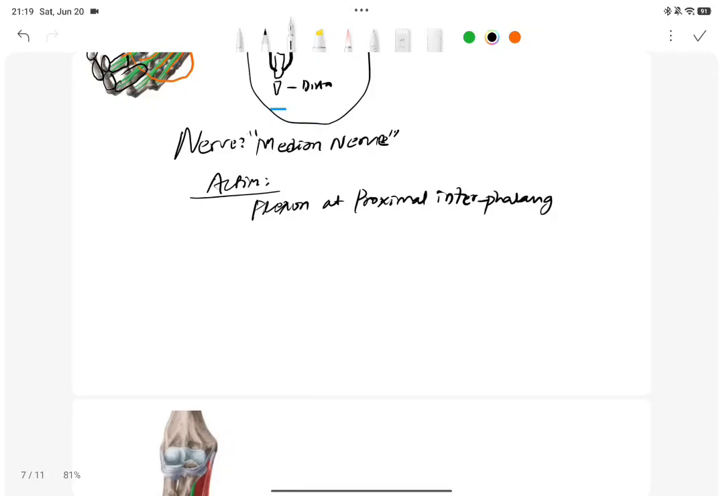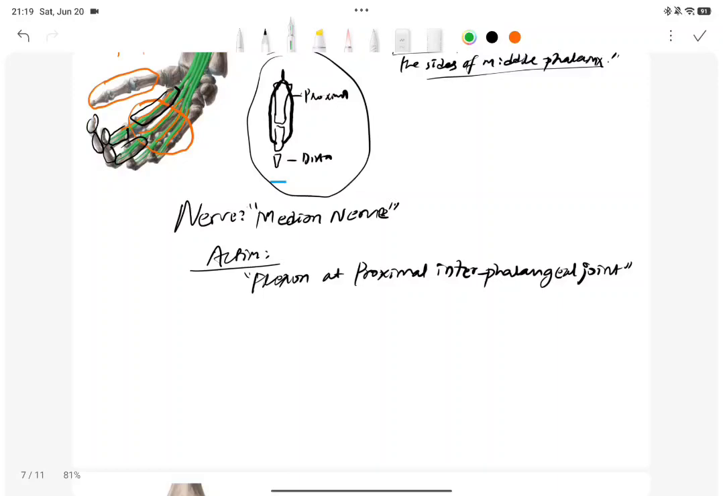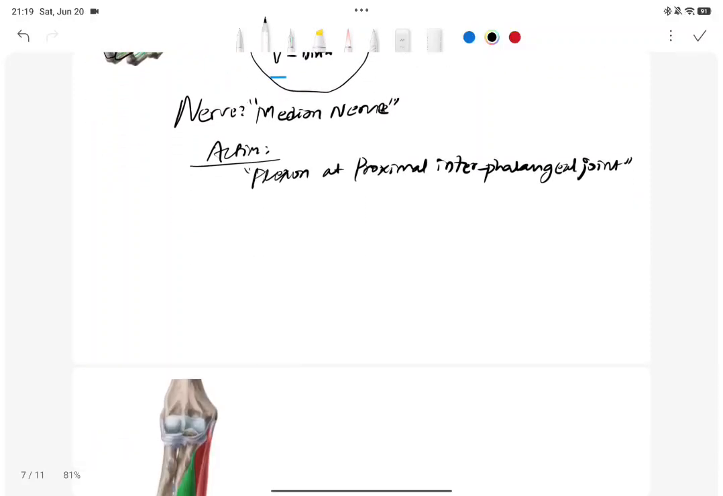Interphalangeal joints, it causes flexion of the interphalangeal joints. For example, it causes flexion of this joint, and of this joint, like this. It helps in the flexion of this joint and it also helps in the flexion of the metacarpophalangeal joint.